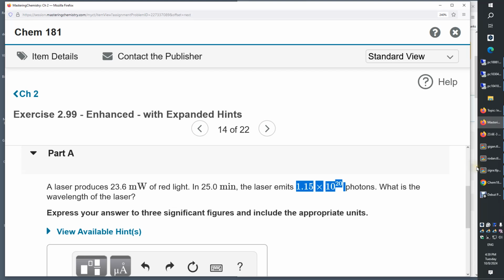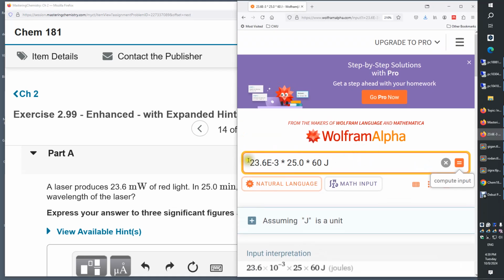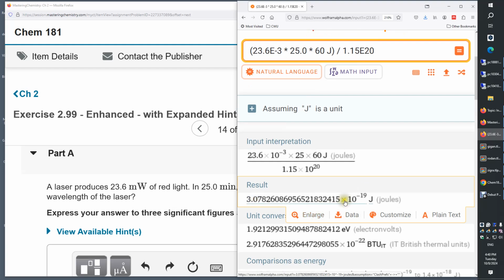Now I'm going to divide that amount of energy by the number of photons, 1.15 times 10 to the power of 20. So here you go, this many joules, divided by 1.15 times 10 to the power of 20. We work out the energy per photon. Each photon contains this much energy, 3.078 times 10 to the power of negative 19 joule. So this is the amount of energy in each photon.